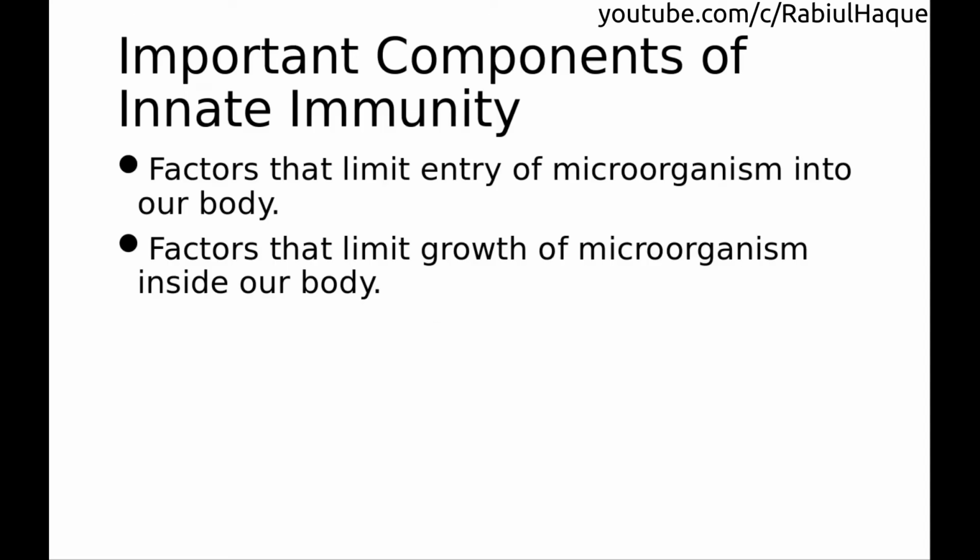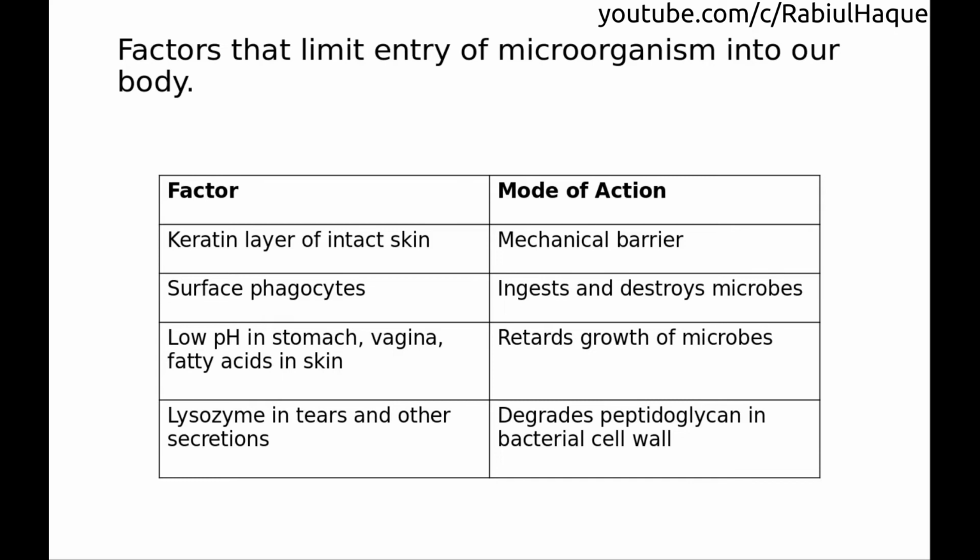So now we will talk about important components of innate immunity, and we will talk about them under two broad headings. The first one is factors that limit entry of microorganism into our body, and the second group of important components will include factors that limit growth of microorganism inside our body. So first, let's talk about the factors that limit entry of microorganism into our body. And the first factor is the keratin layer of our intact skin.